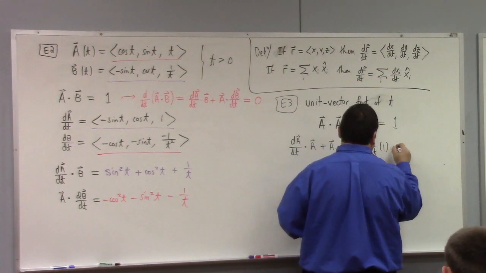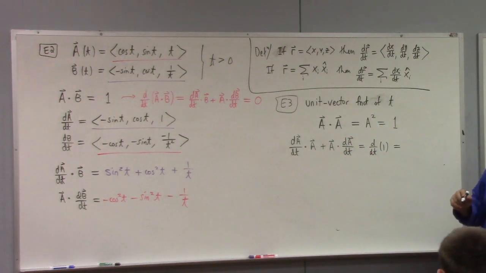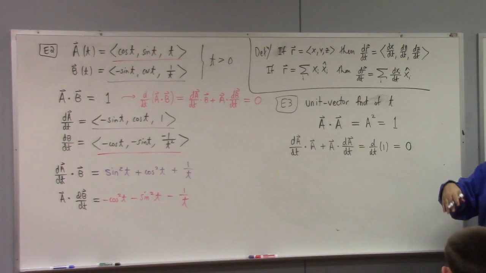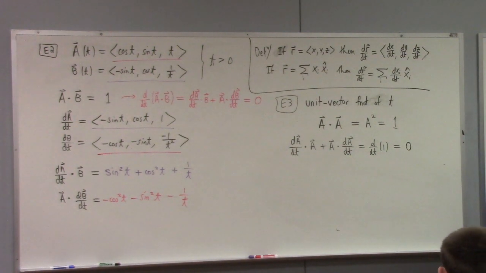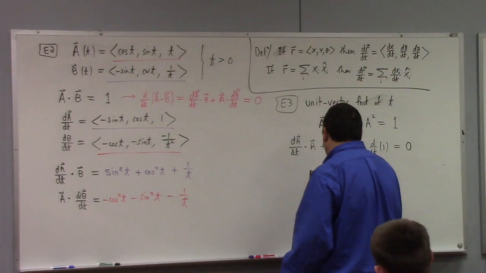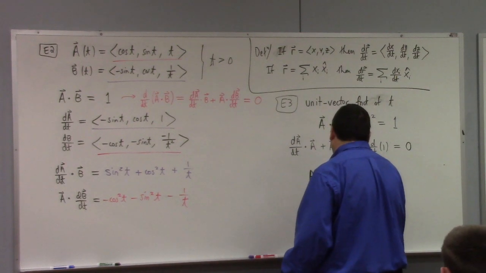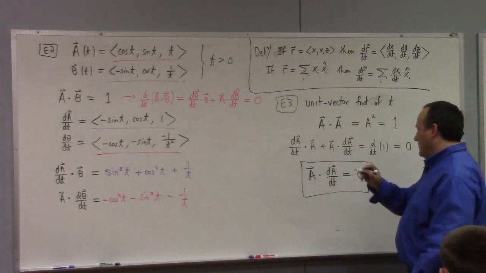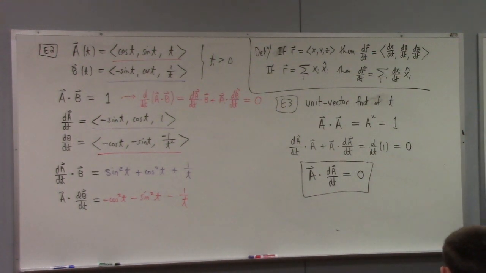What's the derivative of 1? This is 0. If you get this wrong, then I retract my comment about you making it through this course. I'm sorry. But the dot product is what? It's commutative, right? So this actually tells me that a dot dA/dt is equal to 0. A unit vector function of time has the property that it is perpendicular to its derivative.